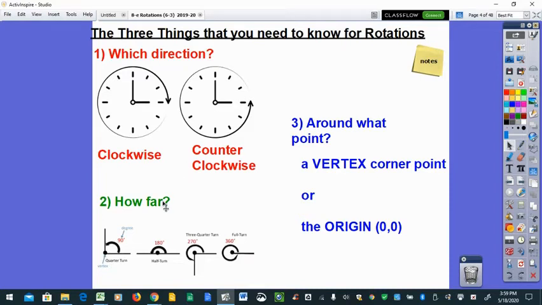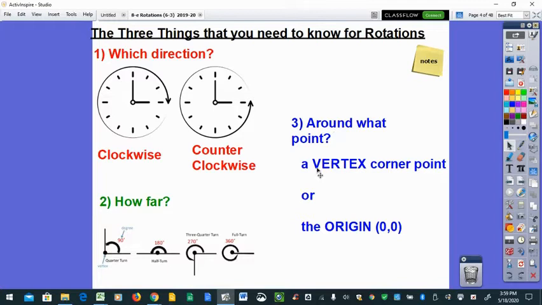How far? There's all kinds of degrees you could go, but this year we are only going to look at four possibilities. We're going to look at 90 degrees, which would be a quarter turn. 180 degrees would be halfway around, a half turn. 270 would be 3/4 of the way around, and of course 360 would bring us right back to where we started. The third thing that we need to know is, what are you rotating around?